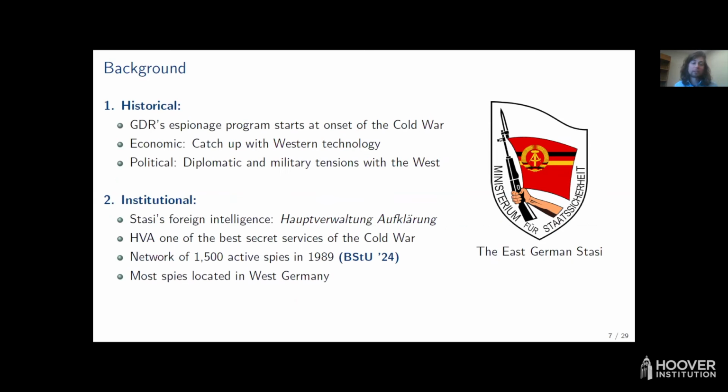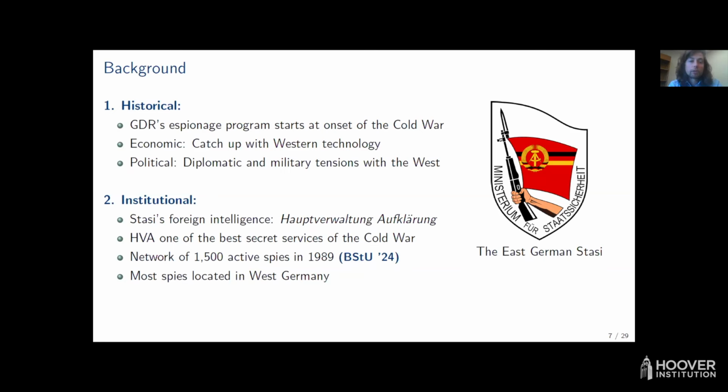Okay, a little bit of background. So East Germany started its espionage program at the onset of the Cold War. And there were multiple goals. I think for the economic side, it's fair to say that the primary goal has always been to catch up with Western technology. And so here the East German Secret Service was kind of the arm of the Soviet Union into the West, into West Germany and into the US.